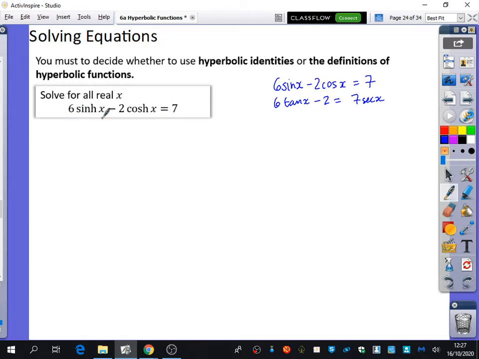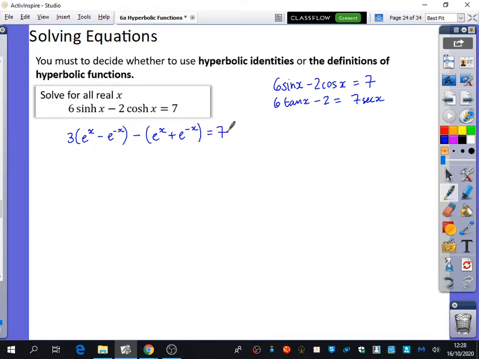And that's going to be more familiar with what we did last lesson. So when I say the definitions of the hyperbolic functions, I just mean the exponentials. So this is going to be 6 sinh x. Well, that's going to be 6 over 2, which I'm just going to write as 3, e to the x minus e to the minus x. And 2 cosh x is being subtracted, so I better put it in brackets. 2 times a half is 1, so I'm not writing that down. And it's e to the x plus e to the minus x equals 7.